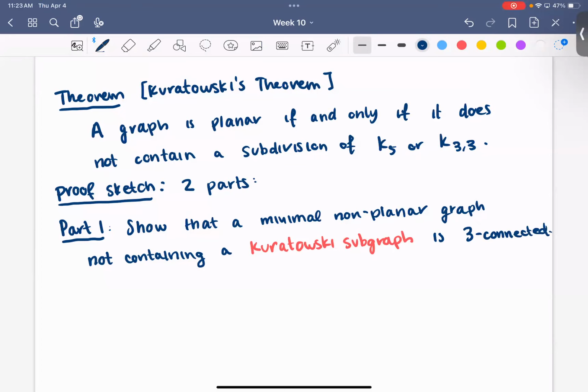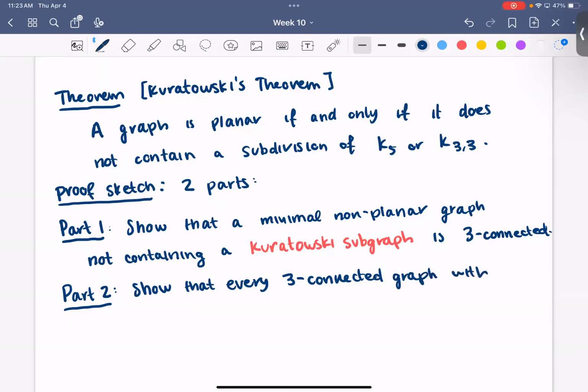And then part two, show that every 3 connected graph with no Kuratowski subgraph is actually planar.